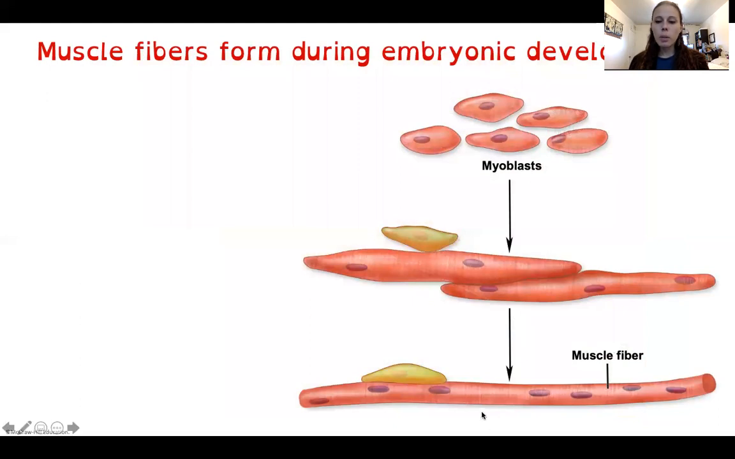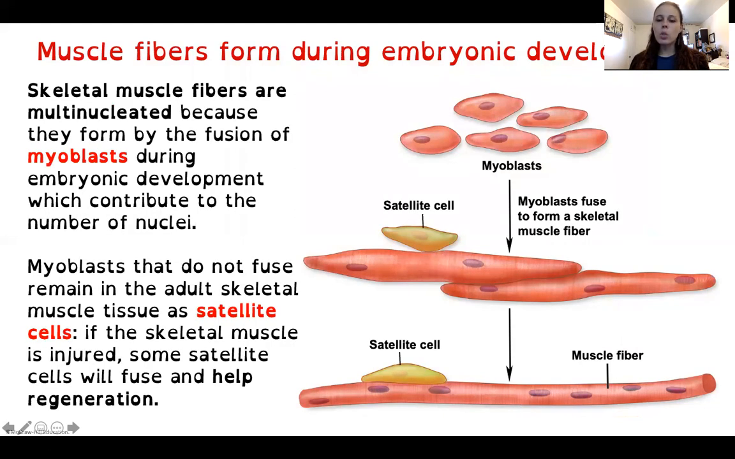Now these muscle fibers, remember, they are multinucleated. That's because they come from single cells that fuse together to form one big cell. This usually happens during embryonic development. The original cells are called myoblasts. And when they fuse together, they form a long fiber with multiple nuclei that is called a muscle fiber.